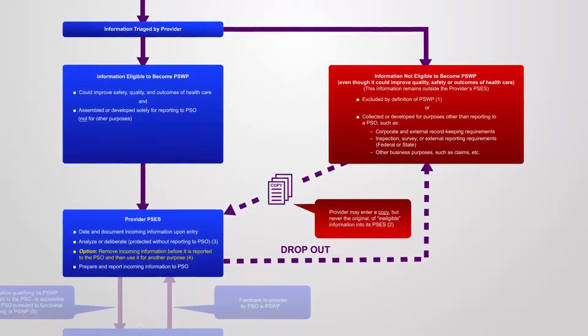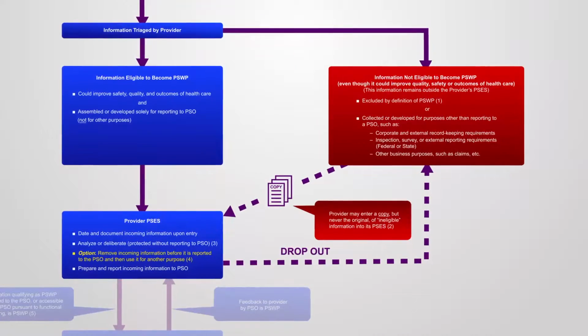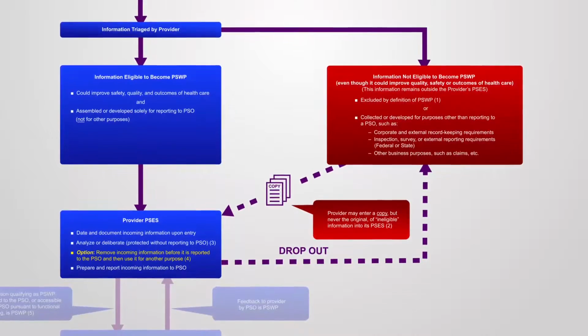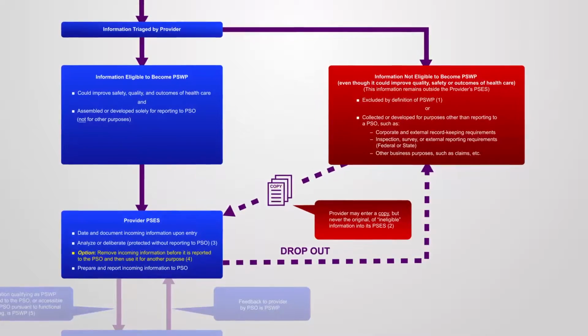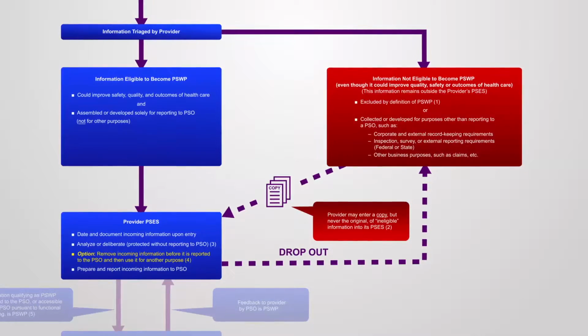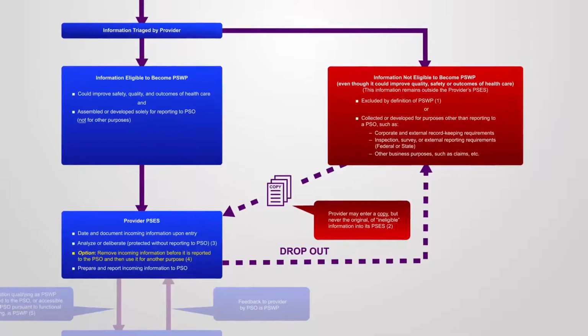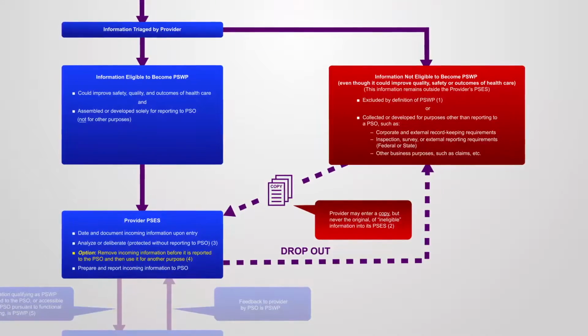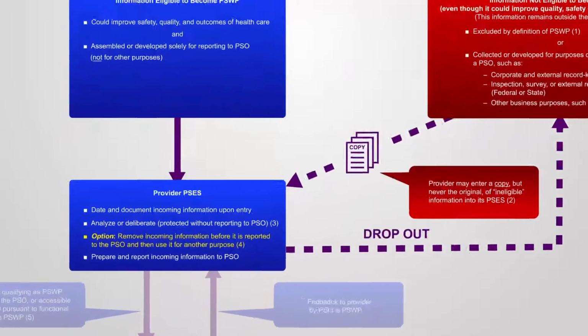As long as this incoming information has not yet been reported to a PSO, the provider can drop out the information from its PSES. The information would no longer be PSWP and thus not subject to the Patient Safety Act protections. The documentation and dating requirements that we have discussed must occur when information is dropped out of the PSES. If information is dropped out of the provider PSES and then used for other purposes, only a copy of the information is eligible to become PSWP through the reporting pathway thereafter.